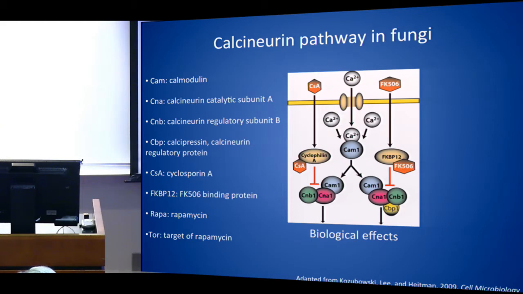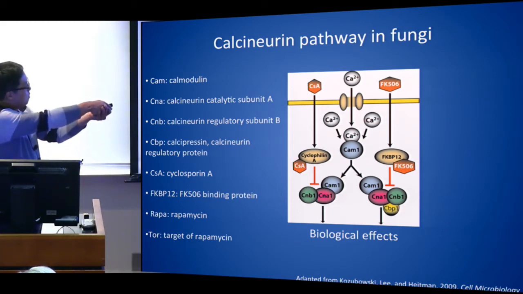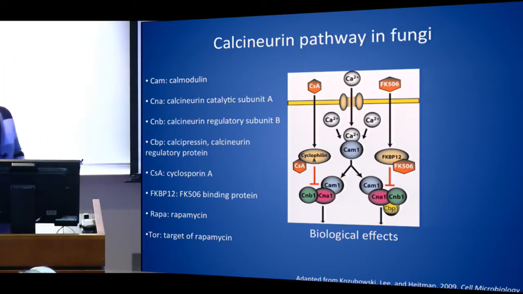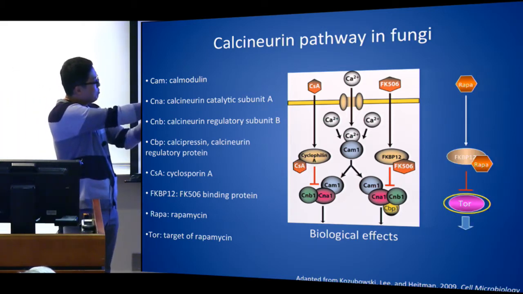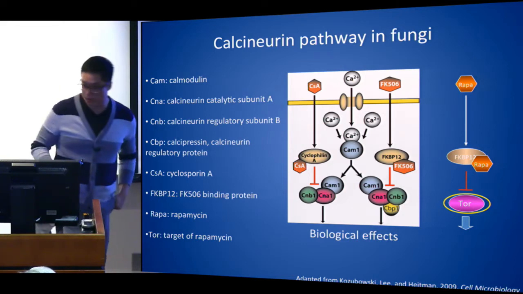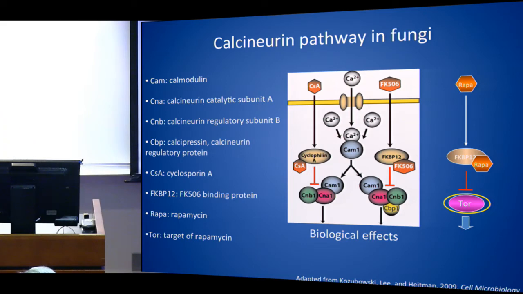There are two drugs involved in this pathway. FK506 binds to FKBP12, and this complex inhibits calcineurin. Cyclosporin A binds to cyclophilin A, and this complex inhibits calcineurin. There's another drug called rapamycin that also binds to FKBP12, and this complex inhibits not calcineurin but the TOR pathway. Joanne Kingsbury from our lab presented a poster about this TOR pathway, so I'm not covering this part.